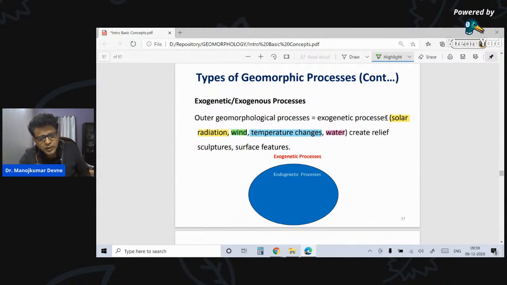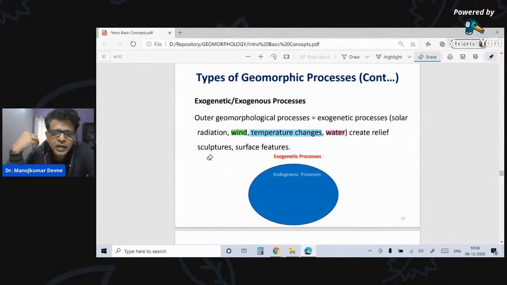Now let me remind you of one thing: solar radiation in itself cannot make these things happen. Then your obvious question would have been, sir, how is it that you say it that way then? Okay, you'll see that why they have put solar radiation here along with others is this: if you have solar radiation on any other planet, it will not lead to effects like temperature changes, water, etc. as such.